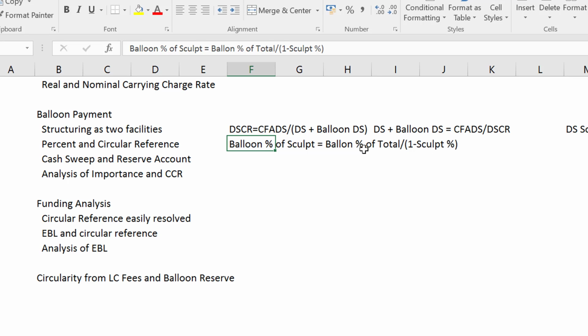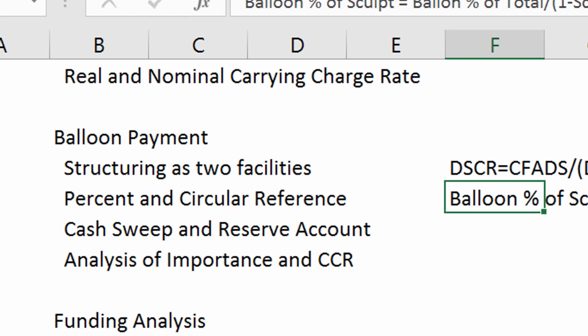Now the issue with the balloon payment, we're going to split it into two facilities. So I'm going to have one debt facility that's a balloon payment, another debt facility that's our standard sculpted facility. That's what I just showed you. And then we can figure out how big the balloon payment is from this little formula I just showed you.